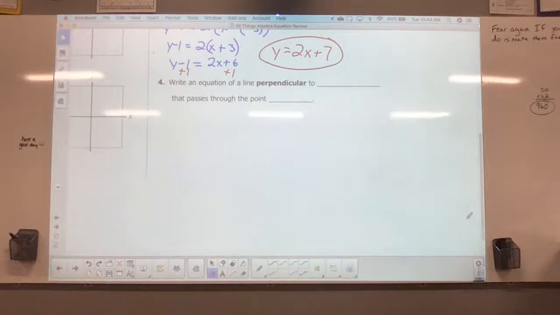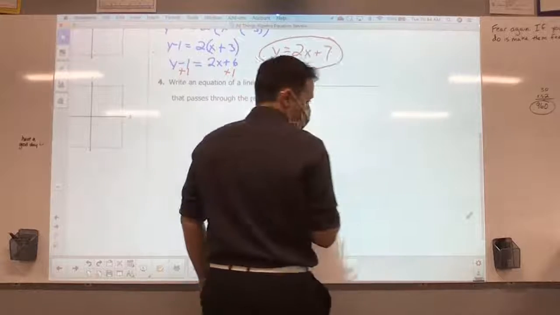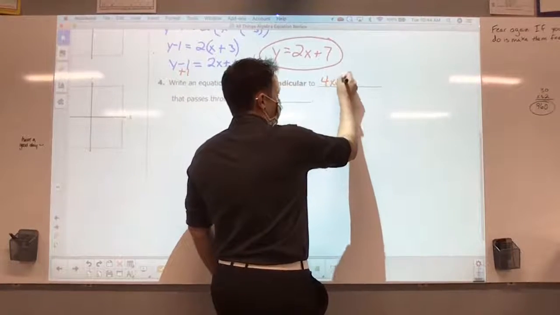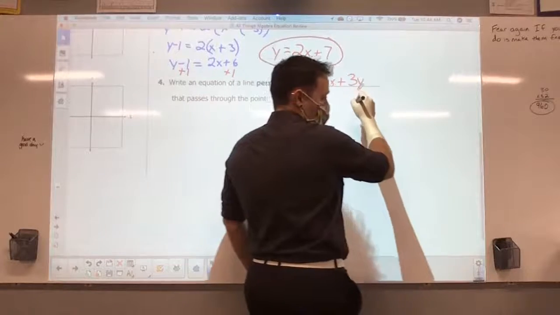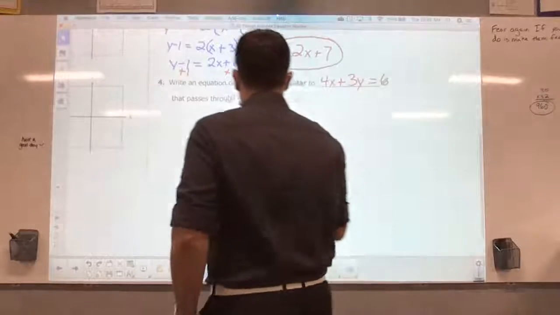Now, write an equation that is perpendicular to the line of this equation. And this is the one that I'm pretty sure got everybody. Something like this.